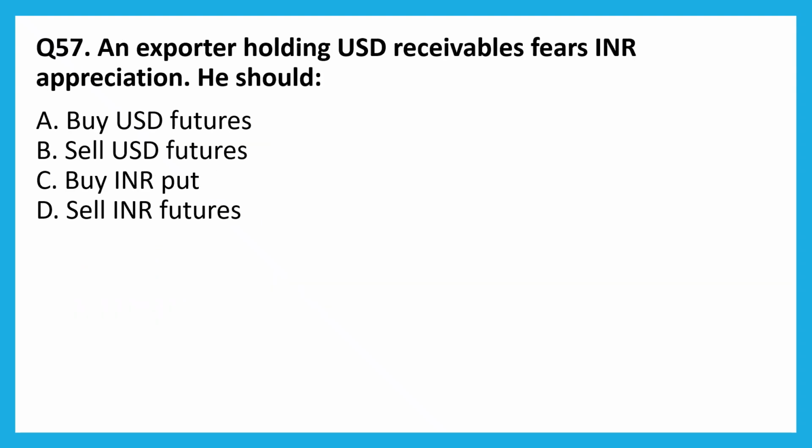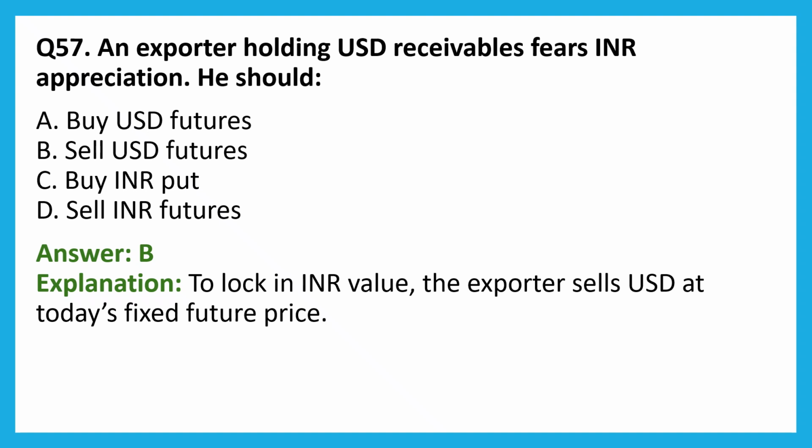Next question. An exporter holding USD receivables fears INR appreciation. He could option A, buy USD futures, option B, sell USD futures, option C, buy INR put, and option D, sell INR futures. Correct answer is option B, sell USD futures. To lock in INR value, the exporter sells USD at today's fixed future price.